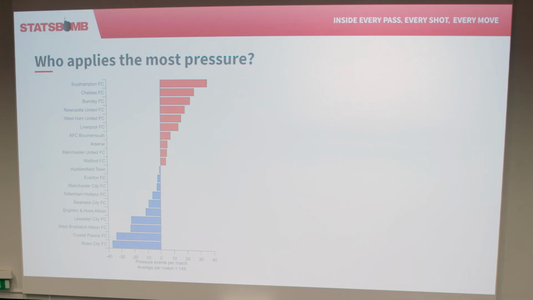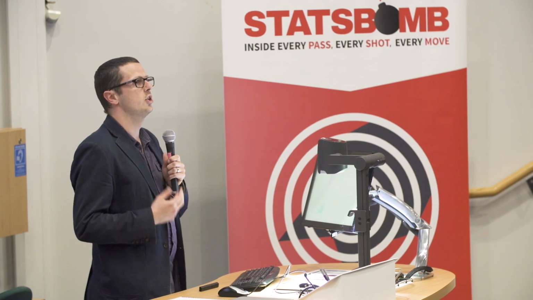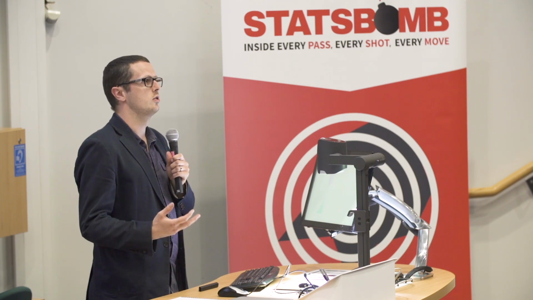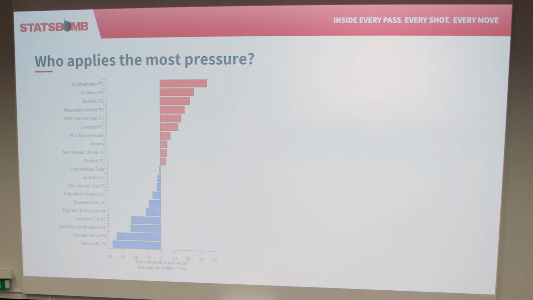We can tot up the events over a match and the matches in the season that are collected so far, and look at who applies the most pressure. For a team in a match, there's on average about 150 pressure events per match, but there's a decent range in the number of actions that teams will make. Southampton lead with about 180 per match, going down to Stoke, which is close to 140 per match. So there's quite a wide range. Southampton at the top, then Chelsea, Burnley. We see the pressing teams around the average, like Liverpool around here. You've got Manchester City and Spurs below average.